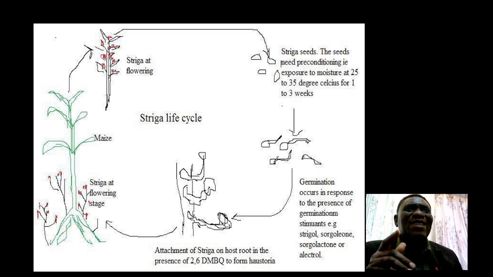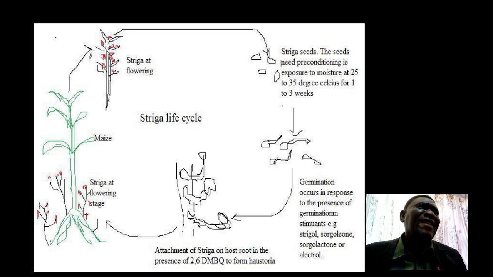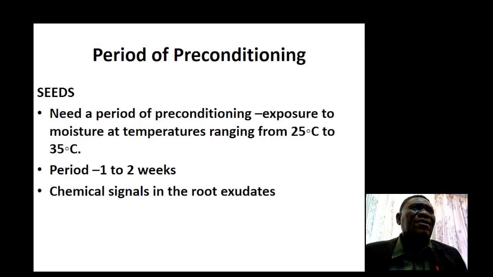And it is during this period when it does most of the damage. And the farmer cannot see it. So mechanical methods cannot be useful here. After emergence, you will have the plant having red flowers which are produced more or less after 4 weeks from emergence, and they then produce seed, and again the life cycle continues.